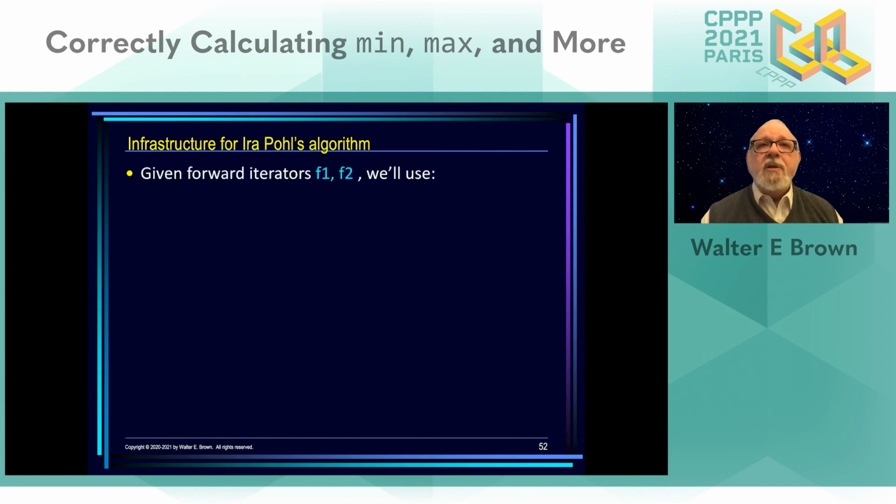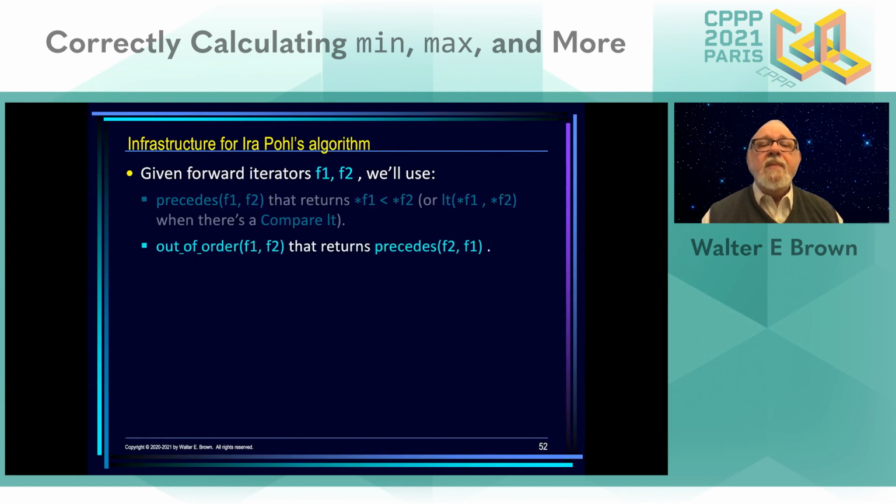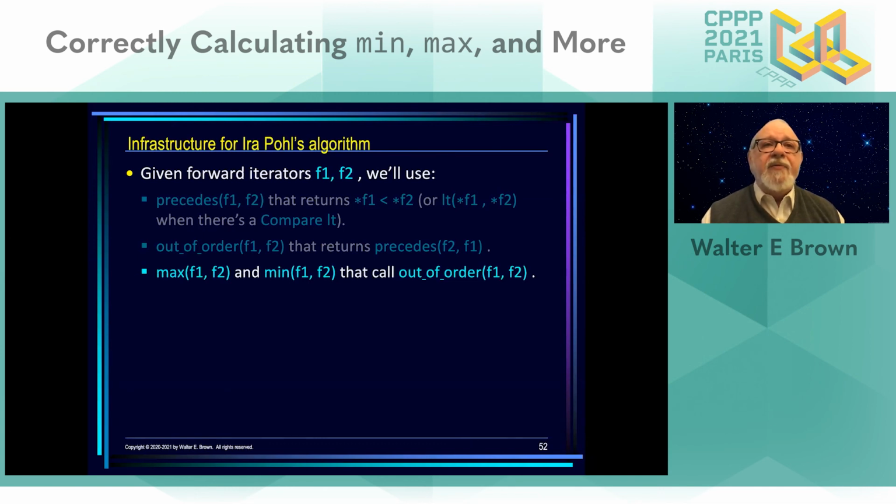We're given two forward iterators, F1 and F2. Let's invent a precedes function that returns the truth of the claim that the respective values are less than. Then on top of that, I put an out of order that does the right thing, as discussed earlier in this talk. We have a max and a min function, which I really should have named itermax and itermin because they're taking iterators, not values. And they call that out of order.